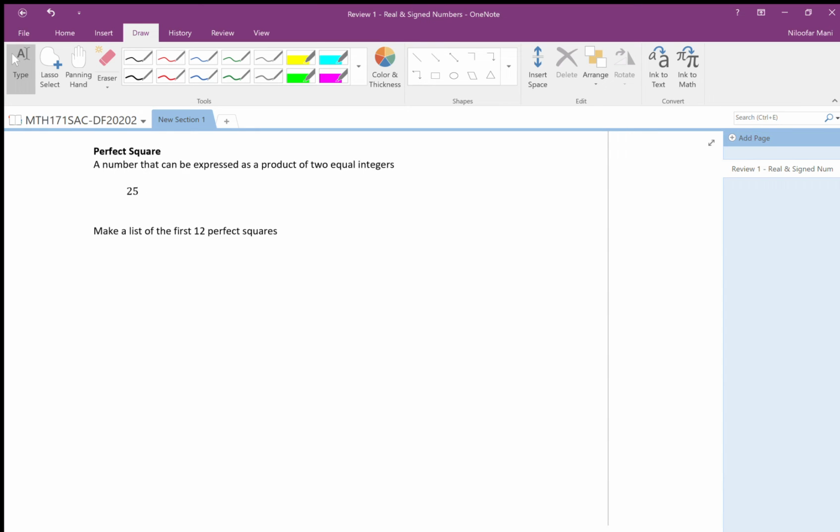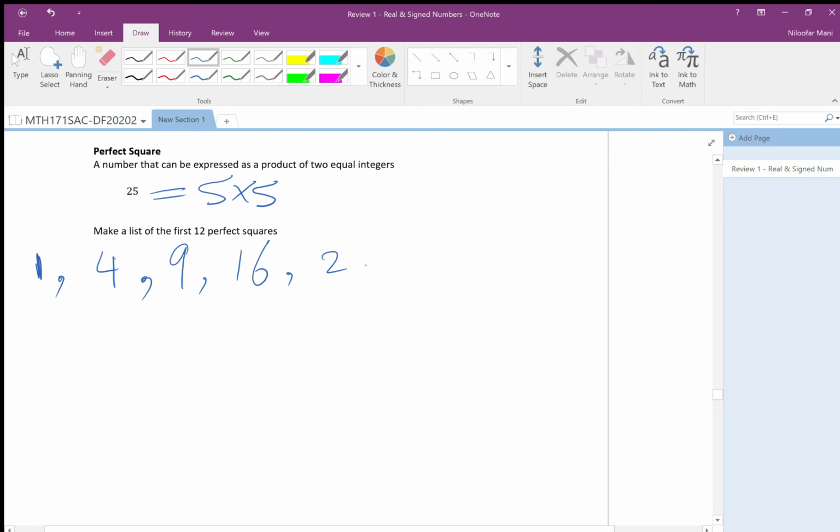Perfect square. A number that can be expressed as the product of two equal integers is a perfect square. Okay? So this one is 5 times 5. So write many perfect squares. I can write 1. I can write 4 because 2 times 2. I can write 3 times 3, which is 9. I can write 16. I can write 25. I can write 36, 6 times 6.